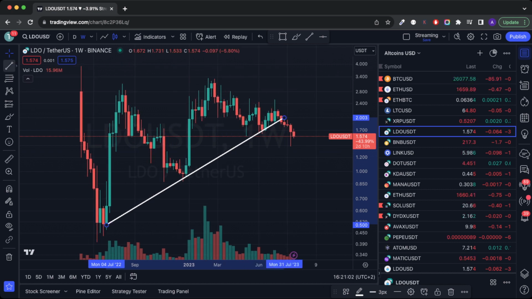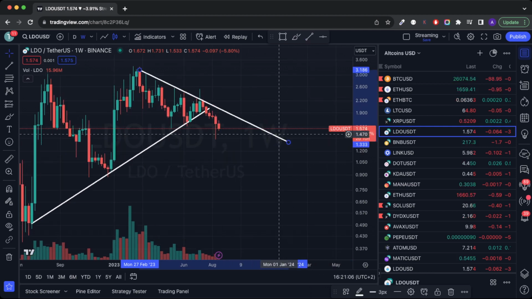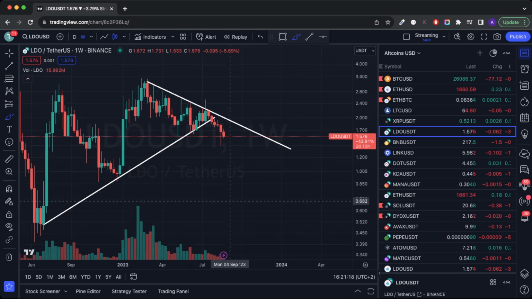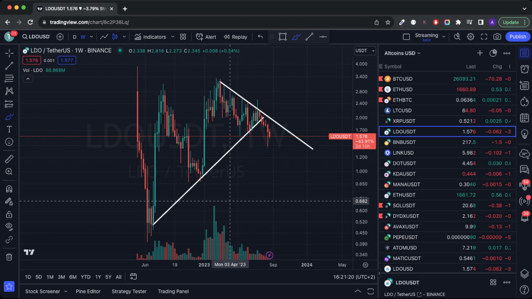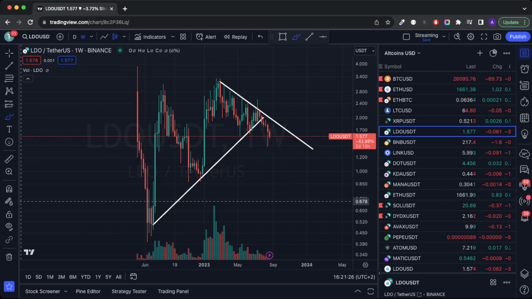And as with Ethereum, I would wait at least for something to break this trend. So for the price to go above this, maybe something like this, then I would start buying it again. Not before, because it's just catching a falling knife at the moment. This could go really low. This could go down to here. And that's a big move.